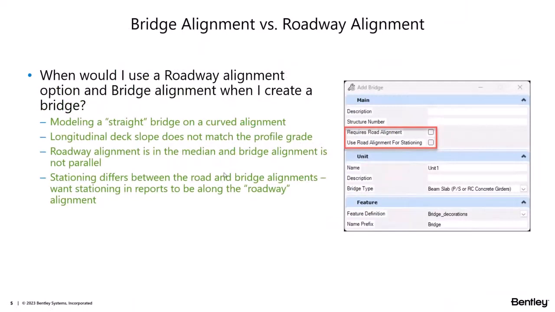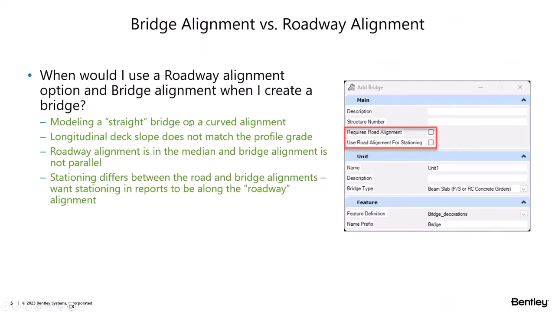All right, next up here, when do I use a roadway alignment? You see that option there right when you're starting out a project. You go to add a bridge, and everybody's like, well, yeah, I have a road alignment. But if your road and bridge alignment are the same, you don't really need to use those toggles at all. So then the question becomes, well, when would I need them?